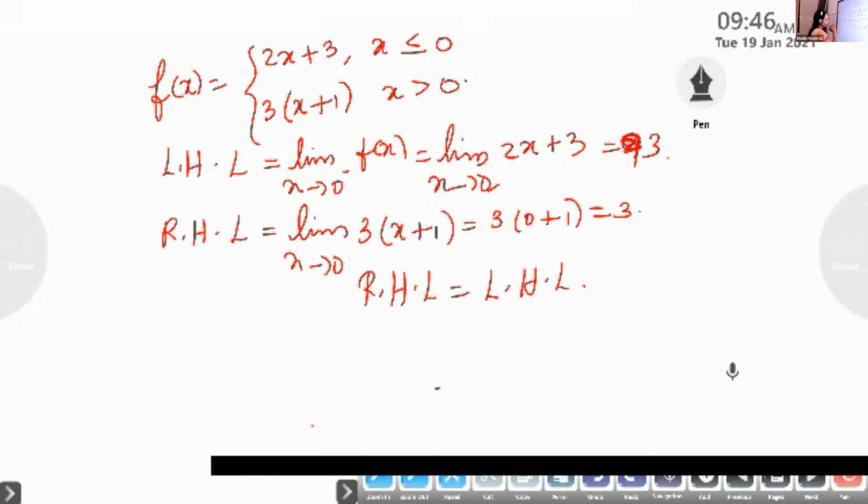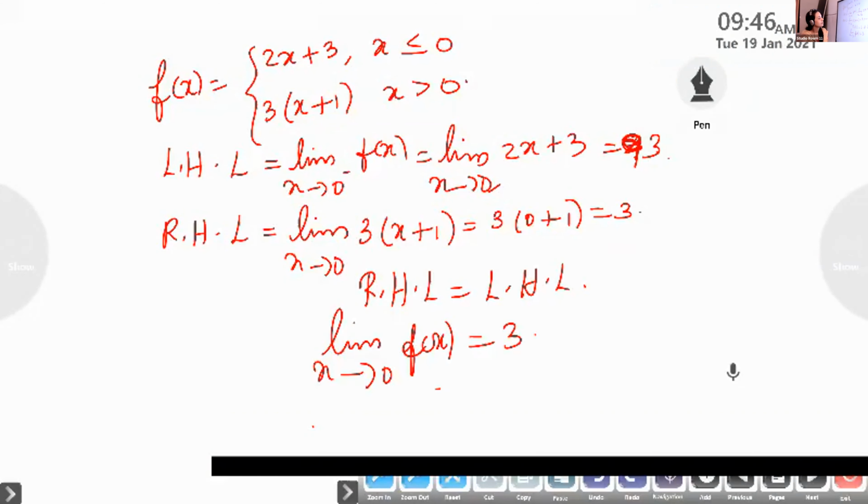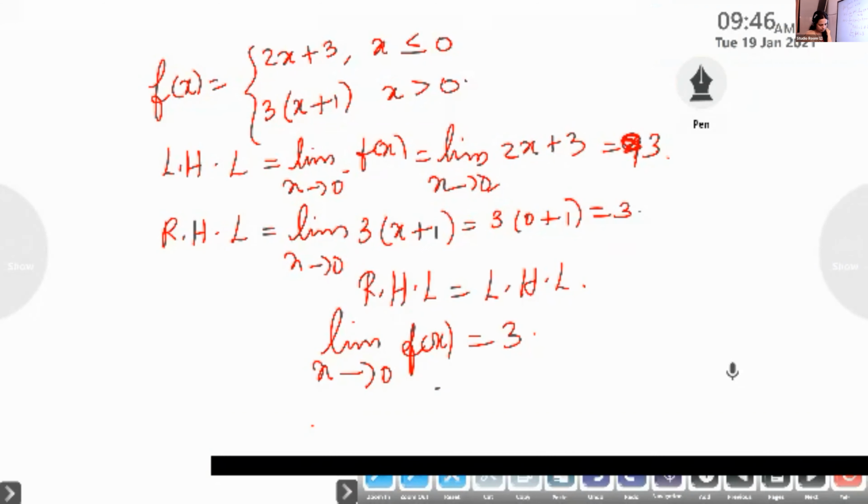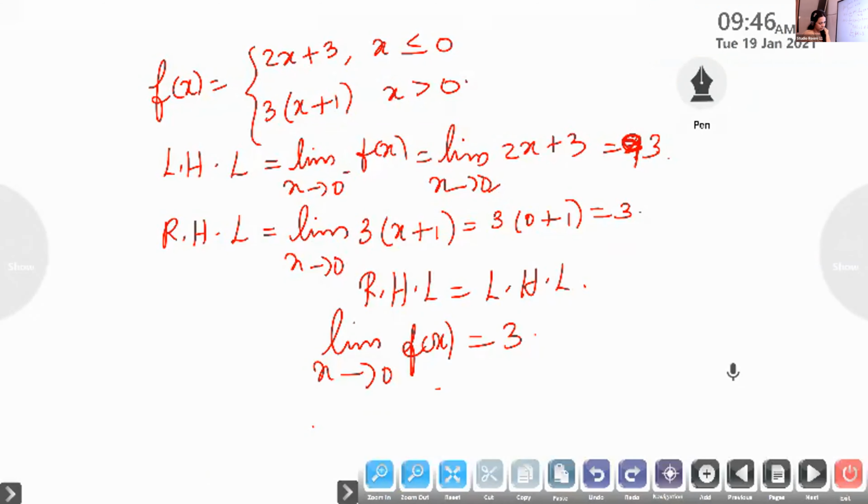Karthik? Therefore? Yes, ma'am. So left hand limit is equal to right hand limit. So the limit as x extends to 0 of f of x exists and it is equal to that value itself. It is equal to 3. Right, the next one.